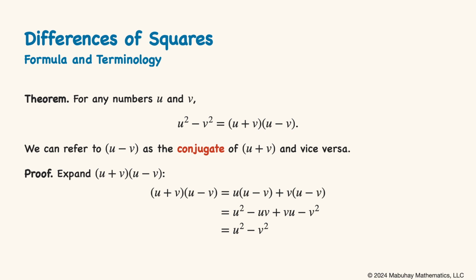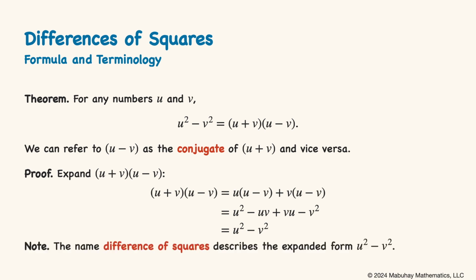This formula has to be true because all of these expressions are equal. And note, the name difference of squares is a literal description of this expanded form. We're subtracting two different terms that are squared, u squared and v squared.